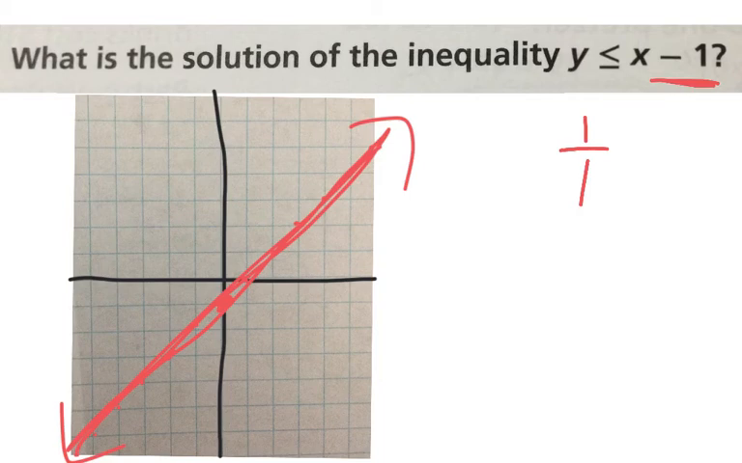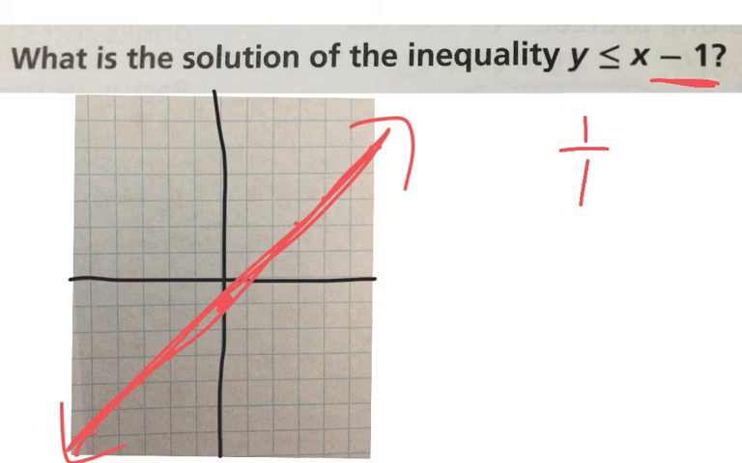So this says we want to shade all y's that are less than or equal to x minus 1. So I want the y's to be less than the line. That's the way I think about it. The y's are less than this line. So here are the y values on the line. So the y's less than that would be underneath it. And if you don't know, here's the way you can tell, because people struggle with this all the time.